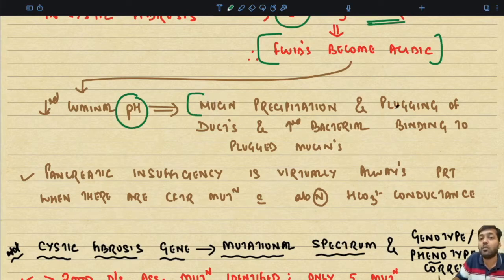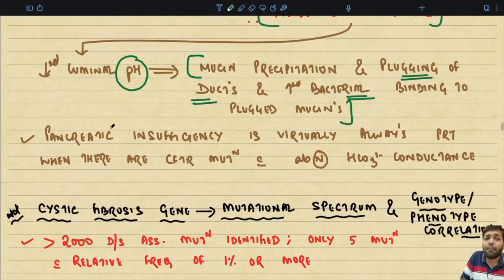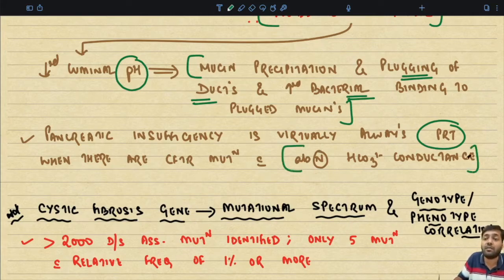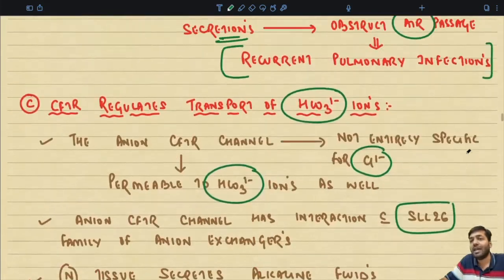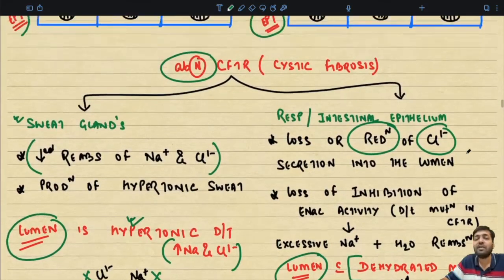and that is further going to precipitate mucin, as well as facilitate the plugging of the ducts and increased bacterial binding to the plugged mucin, thus facilitating excessive infections as well. Now, the pancreatic insufficiency in cystic fibrosis is virtually always present when there are CFTR mutations with abnormalities in bicarbonate ion conductance. Okay. So this is all about the etiopathogenesis of cystic fibrosis.